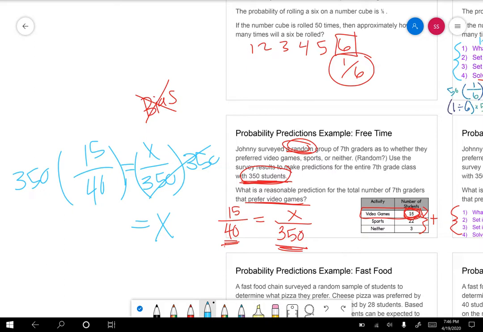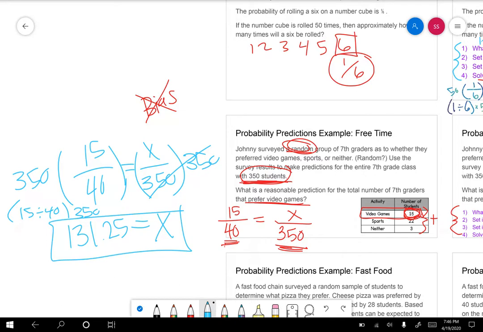And then if you were to do this on your calculator, we would do 15 divided by 40, and then whatever that number is, we multiply it by 350. Okay, if we do that, we get the answer 131.25. So basically here we're saying that if we have 350 students total in the 7th grade class, based on these experimental results, we would predict that about 131 students would prefer video games total.